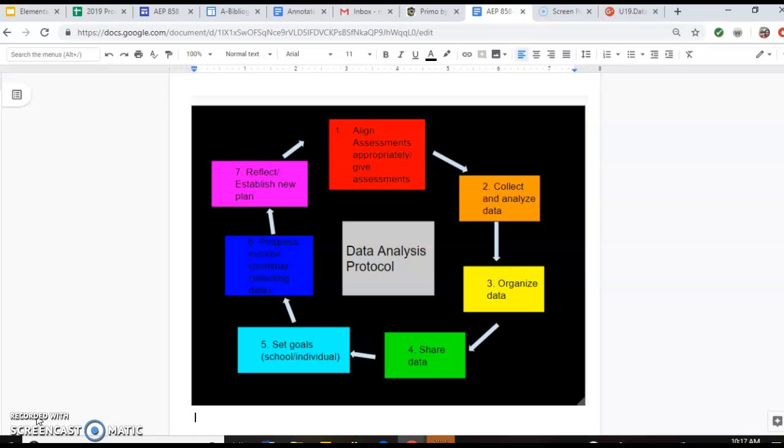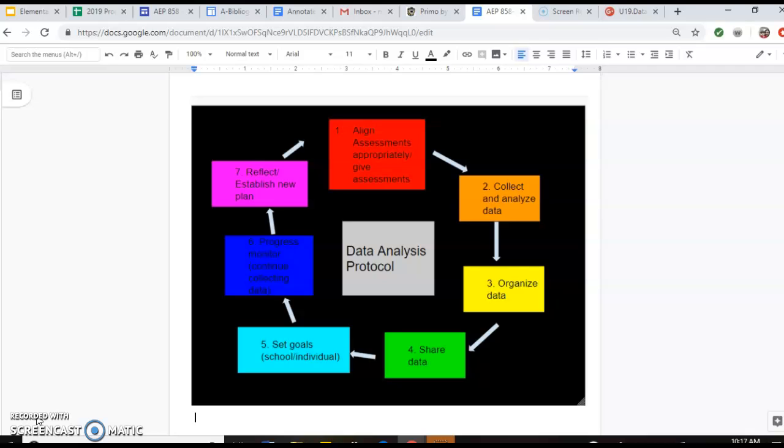I came up with 7 steps that I thought would be really easy to follow. This could be printed off and handed to the teachers. It could be turned into a poster and put in their classroom to help them remember the steps of analyzing data. The first step, I think it's important that you align assessments appropriately and you have to give the assessment.